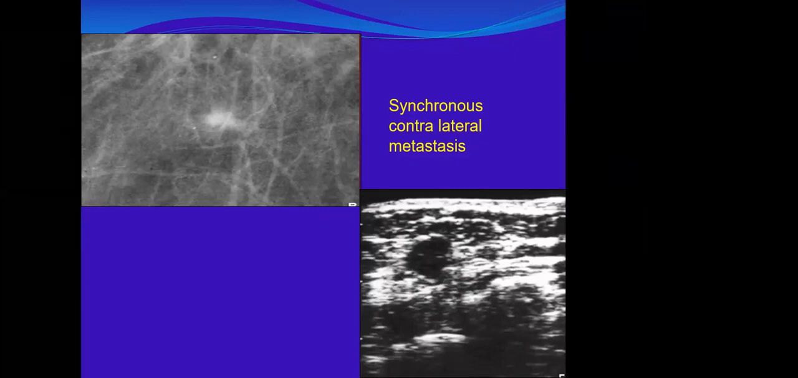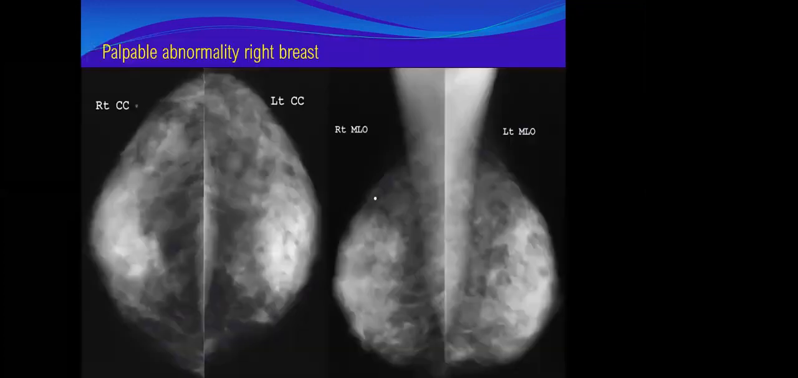Is it common? The patient had contralateral metastasis at the same presentation. Is it common? Yes, it's not common, it is unusual. It only occurs in 1 to 2%. Okay.